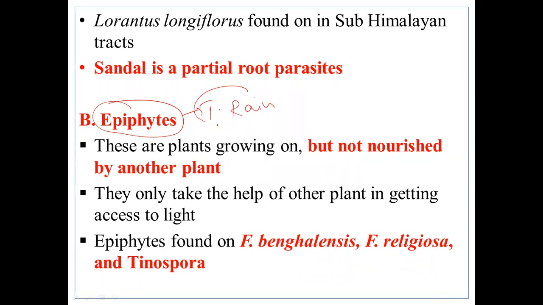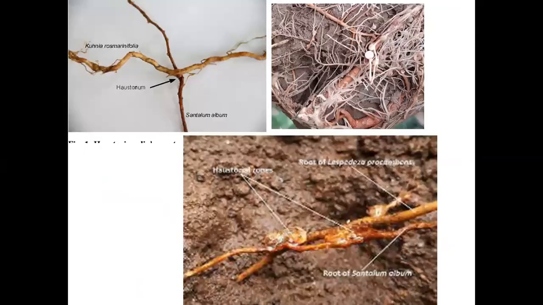I think we got a question last year: epiphytes are mainly found in which of the following forests? The options were littoral and swamp, alpine land, tropical rainforest and so on. They are mainly found in the tropical rainforest. So that's the one thing you can get as a question from epiphytes. Please remember that one. And this is a haustorial connection.